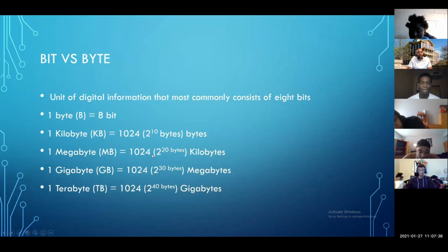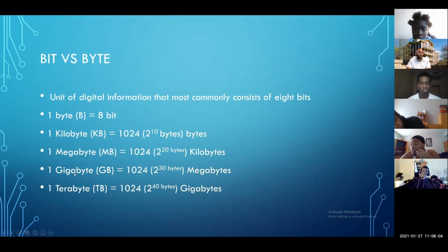1 megabyte is 1,024 kilobytes. 1 gig, 1,024 megs. 1 terabyte is 1,024 gigs. All right. When computers first started, having 500 kilobytes was really good, really good. Now we're talking about gigs. Right?